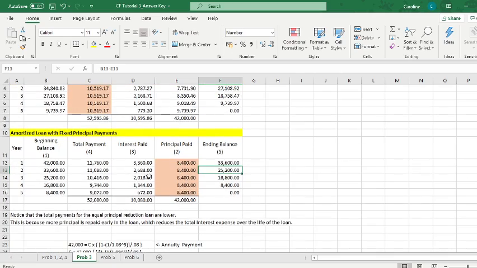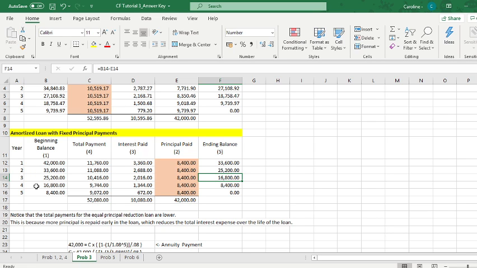Okay, and the interest that you have to pay is 8% multiplied by this beginning balance. And you find the total payment by adding this up. And for the ending balance is beginning balance minus principal paid. The ending balance of the year 3 will become the beginning balance of year 4, and the interest that you have to pay is still the same.